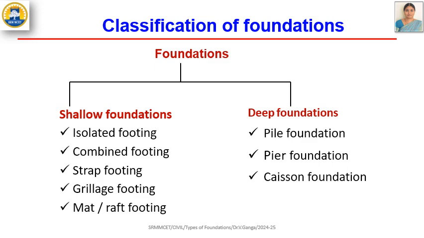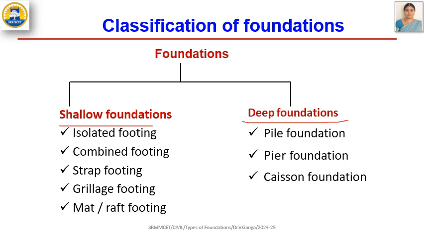Foundations are classified into two types. One is shallow foundation and another is deep foundation. The shallow foundations are the foundations which have lesser depth when compared to the width of the foundation. And for the deep foundation, as the name indicates, these foundations are very deep, and they have lower width when compared to the depth of the foundation.